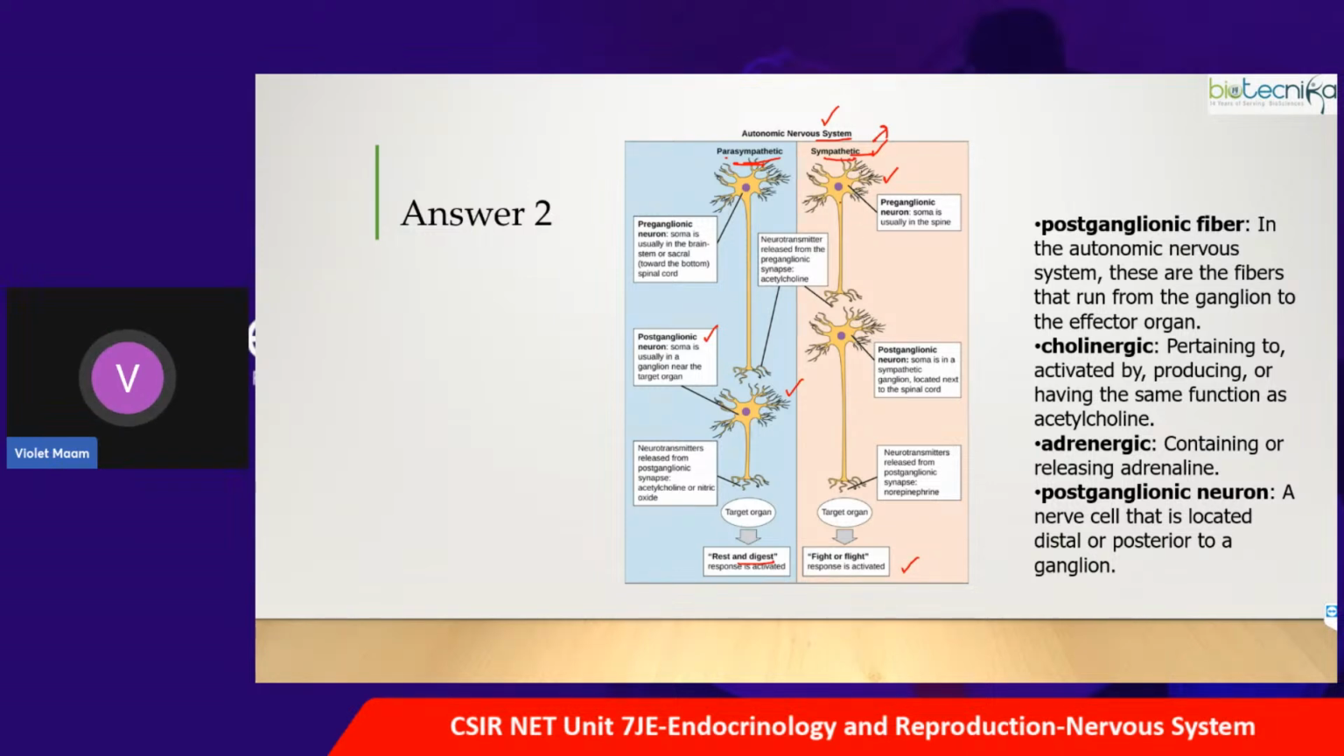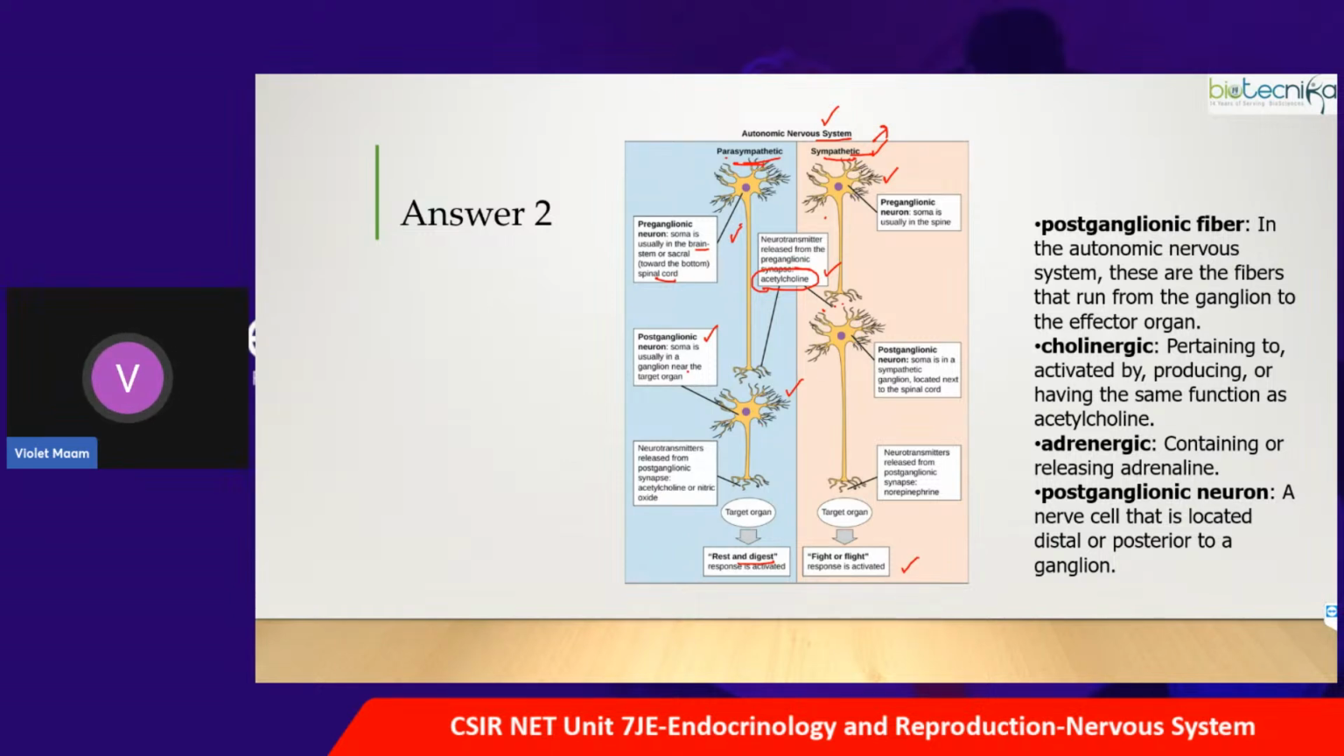The preganglionic neuron soma is usually in the spinal cord, and the neurotransmitter released is usually acetylcholine for sympathetic. While for parasympathetic, the soma is usually in the brain, not in the spine, or sometimes in the last portion of the spine, the sacral part. So at the preganglionic synapse, both parasympathetic and sympathetic release acetylcholine. Remember. Then next will be the postganglionic neuron.